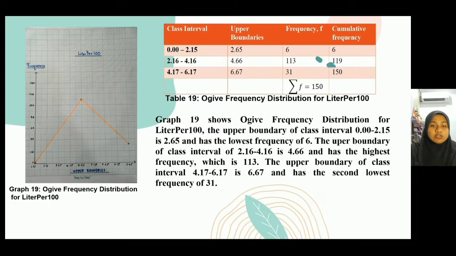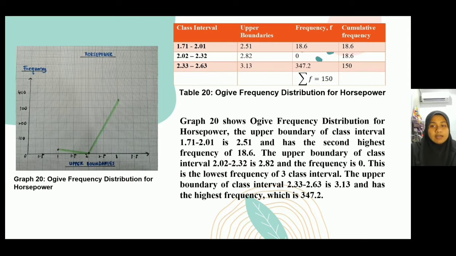The upper boundary of the class interval 2.16 until 4.16 is 4.66 and has the highest frequency, which is 113. The upper boundary of the class interval 4.17 until 6.17 is 6.67 and has the second lowest frequency of 31. Next, Table 20, OGIF frequency distribution for horsepower.